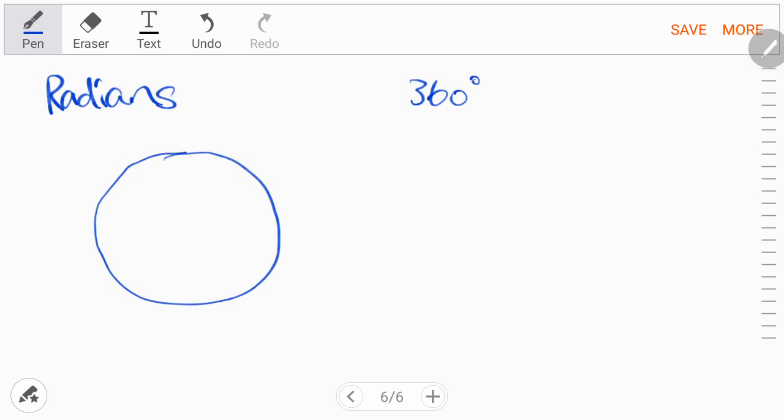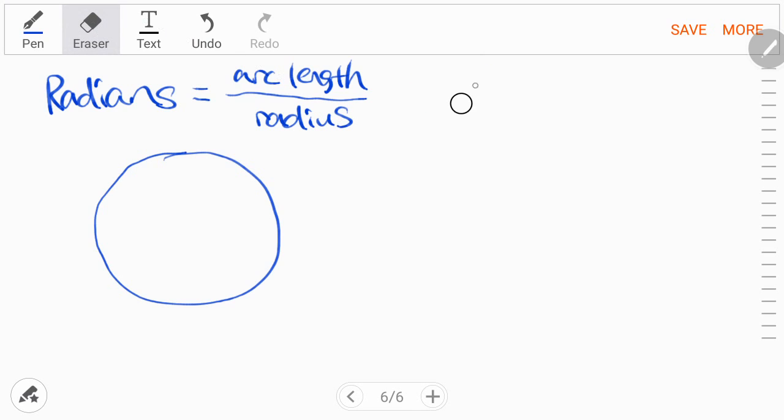So instead, we're going to describe angles using radians. The simple definition would be: it is simply the ratio of your arc length to your radius. Let me erase the 360. So the very simple definition of radian is arc length over radius. It is just a ratio, right? I'll show you what an arc is.